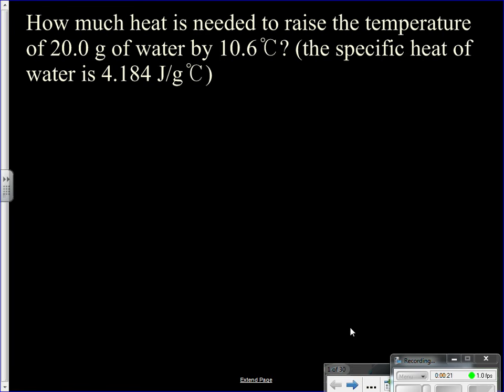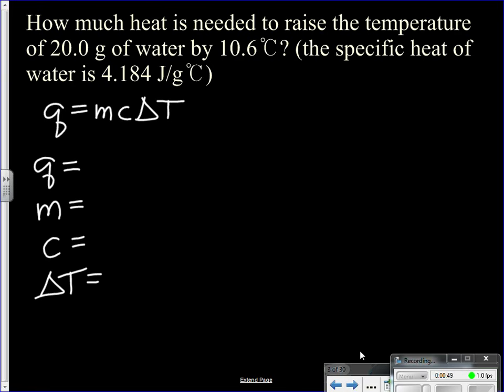So this first question, we have: how much heat is needed to raise the temperature of 20 grams of water by 10.6 degrees C, and we are given the specific heat of water, which is 4.184 joules per gram degree C. So in this problem, we see that we have a good application of our equation Q equals mc delta T. So what we're going to do is list out our knowns and our unknowns. So we list out the four variables in our problem, and we then pull our information from the problem.